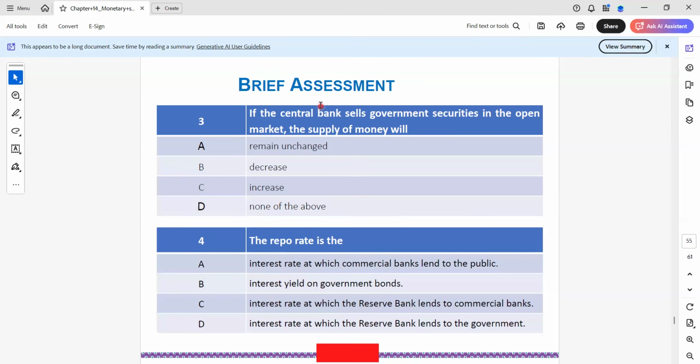Right, guys, did you get that? Because if they sell securities, banks will buy a certificate and they will give them money, right? So essentially, the money that banks now have will decrease, so it should decrease the money that is in circulation.